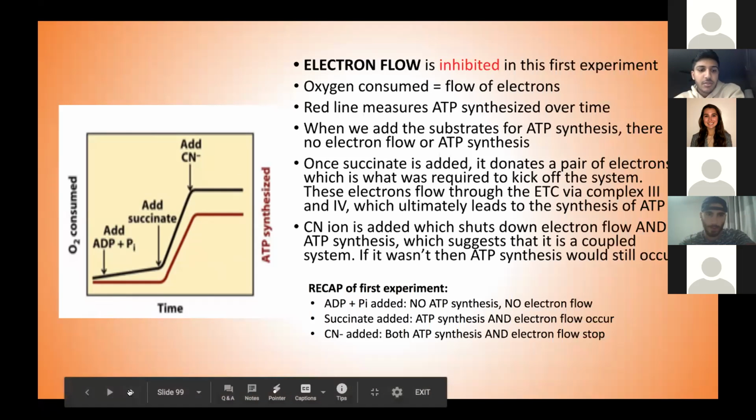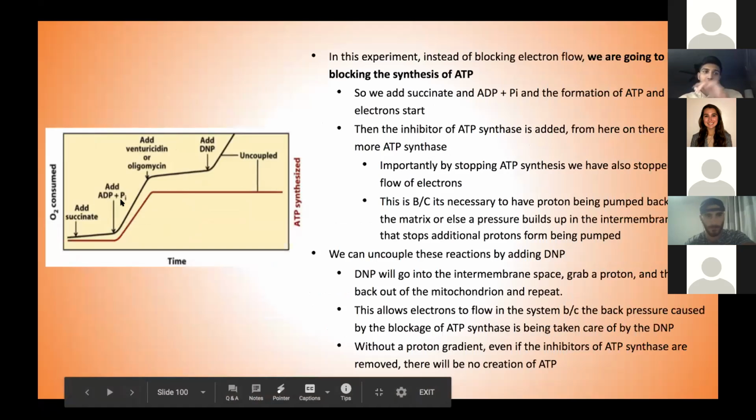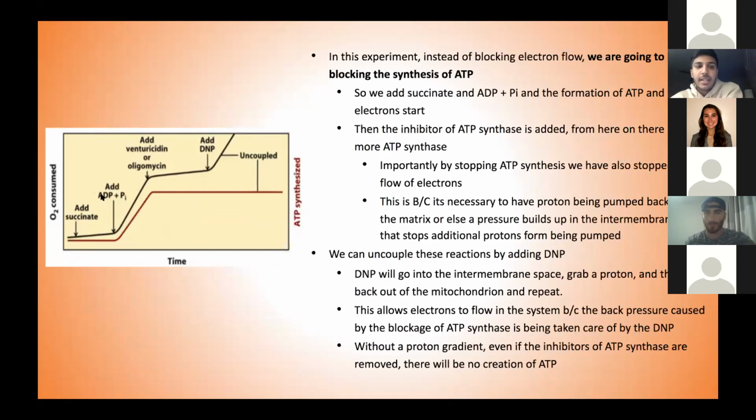And then in the next experiment, they switch the order of your succinate and your ADP and Pi. They added the electrons first and then your substrates, and then you can see ATP being made. However, when you add an inhibitor of ATP synthase, you stop making ATP. Obviously, without synthase, you don't make ATP. So you're stopping it, and then you can see the electron flow also stops as a result. And until you add an uncoupler, the electron flow won't continue.